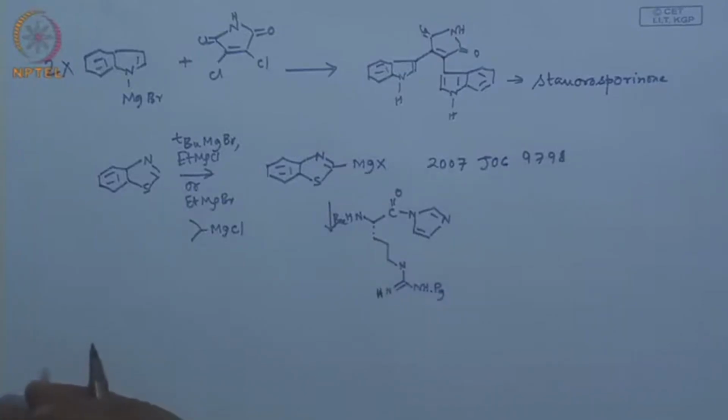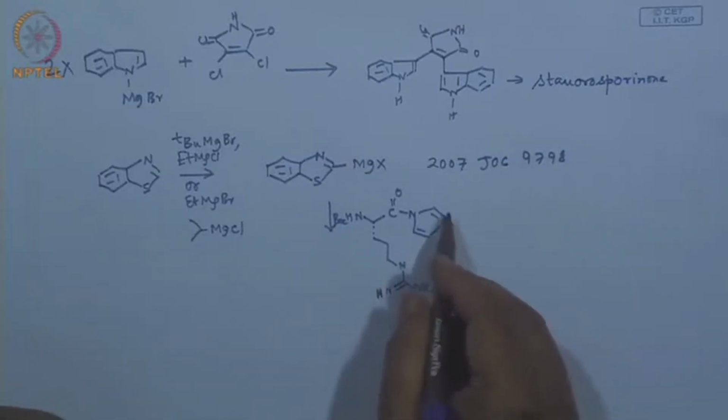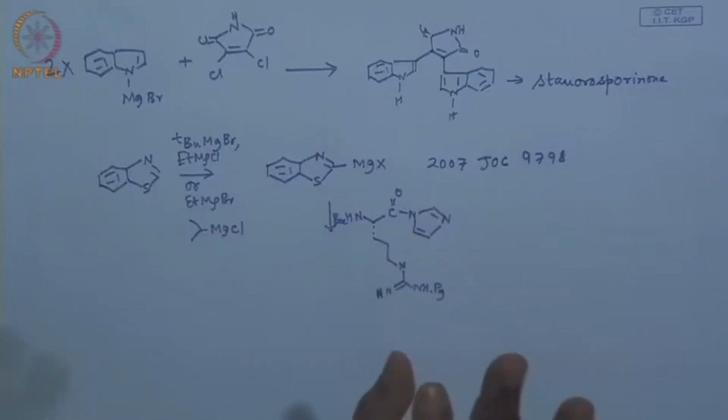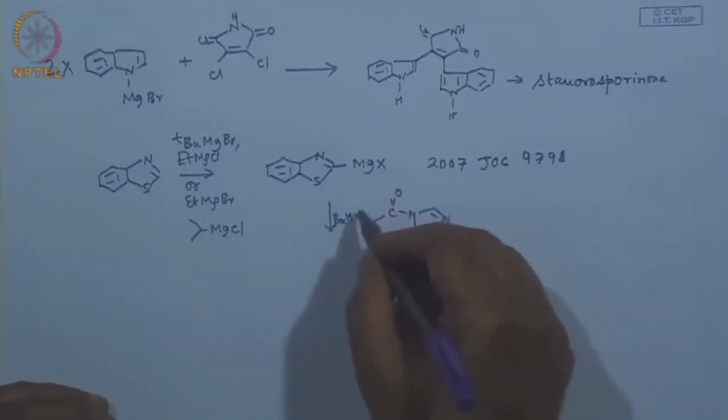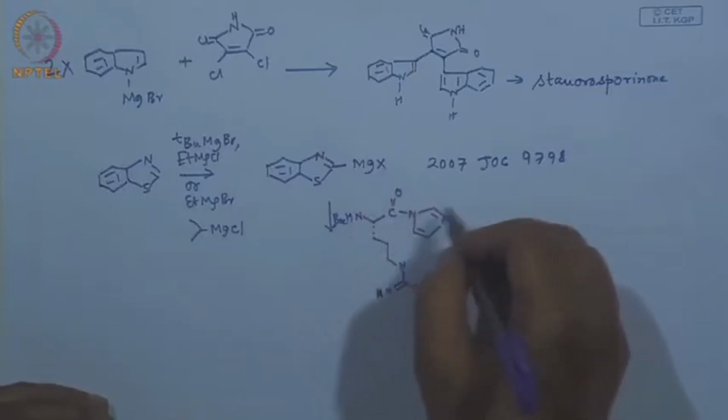Okay. Have you recognized what the other heterocyclic moiety is? Imidazole. Fine, good. Actually, after a semester you will forget, so that is why I am asking this. And this part is known as guanidine.